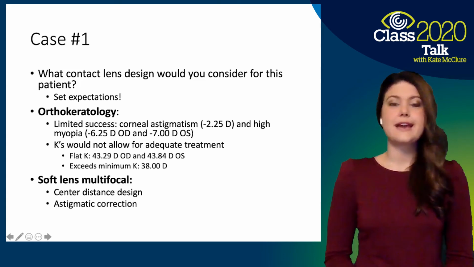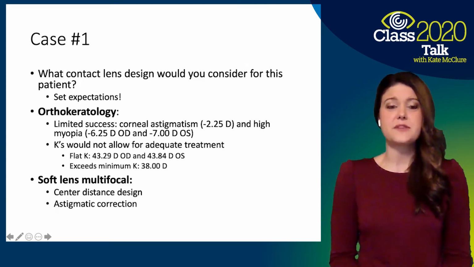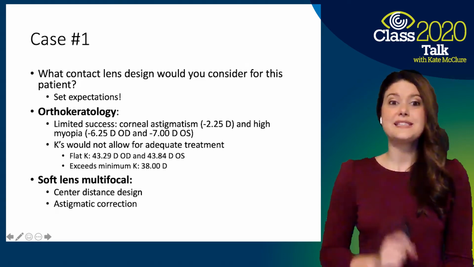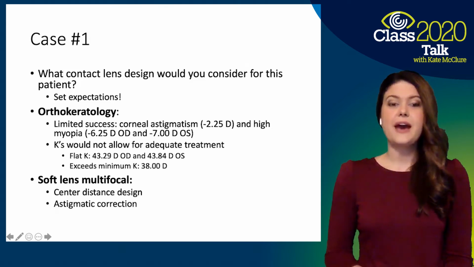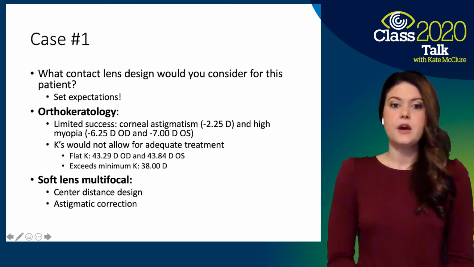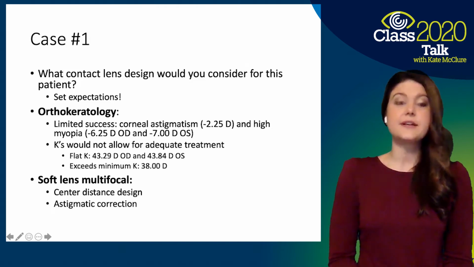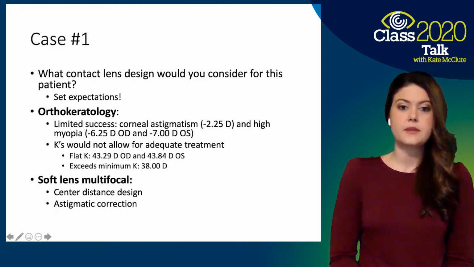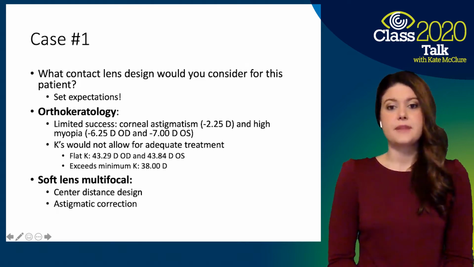So what contact lens design can we consider for this patient specifically? We want to make sure we set expectations. So I outlined early on for the parents and set the expectation that orthokeratology was not an option. We'd have very limited success for a couple of reasons. The corneal astigmatism is high. It's over 2 diopters in both eyes.